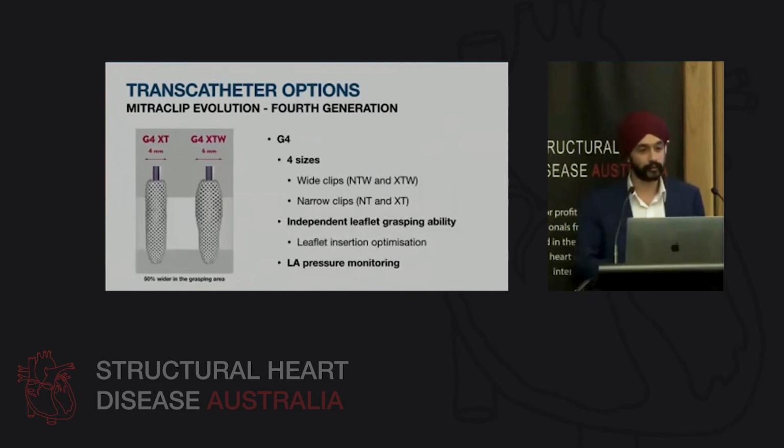We will hopefully soon have the 4th generation, and certainly overseas people do have access to this. The 4th generation now, instead of having 2 sizes, has 4 sizes. Essentially, the difference is we now have wide clips, and the wide clips are 50% wider in the grasping area. So instead of 4 millimeters, there's 6 millimeters. This is important because it allows you to pick the valve that's most suitable for the patient's anatomy by having 4 options. It also importantly allows for independent leaflet grasping ability. Now, obviously, that won't be your first choice for most procedures, but leaflet insertion optimization is very important, and that's what that enables you to do. And it also gives you left atrial pressure monitoring.